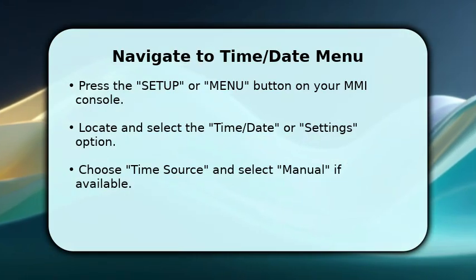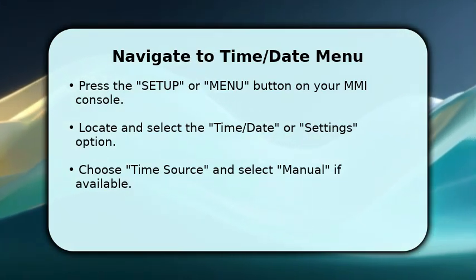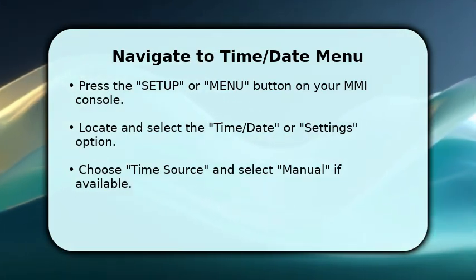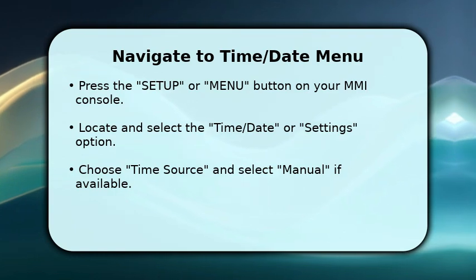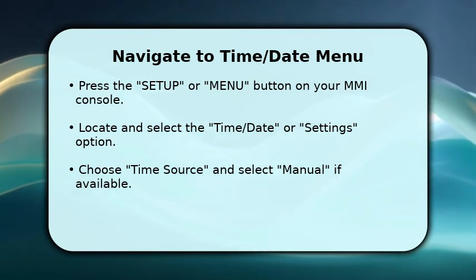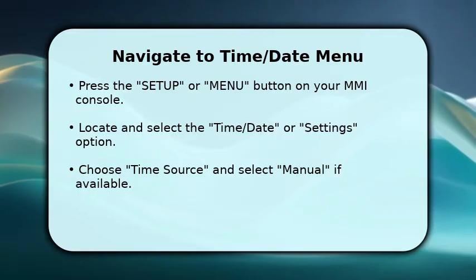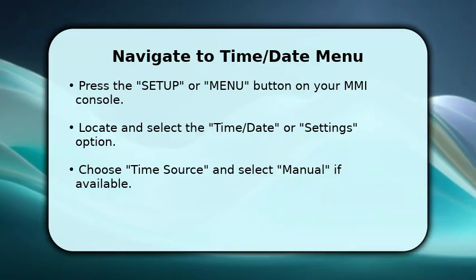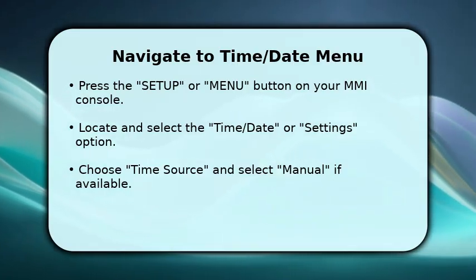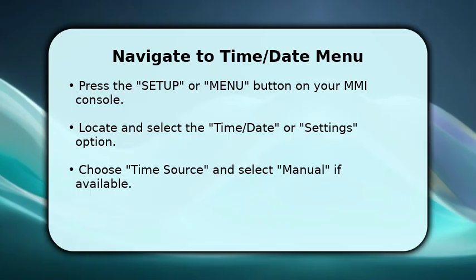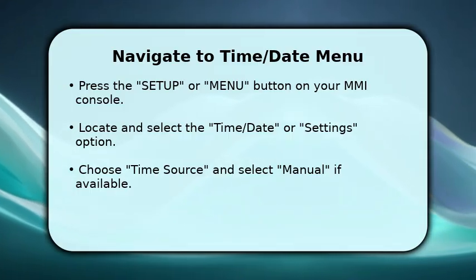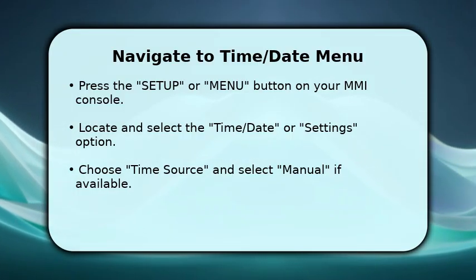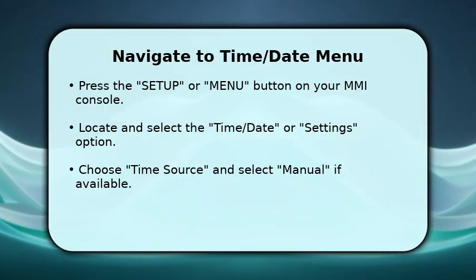To begin, locate and press the Setup or Menu button on your Audi's MMI control panel. This action will bring up the main system menu on your display. Next, use the MMI control knob to scroll and select the Time/Date or Settings option. If presented with a time source option, choose Manual to allow for direct adjustments. Remember to keep your vehicle parked with the parking brake engaged throughout this process for safety.